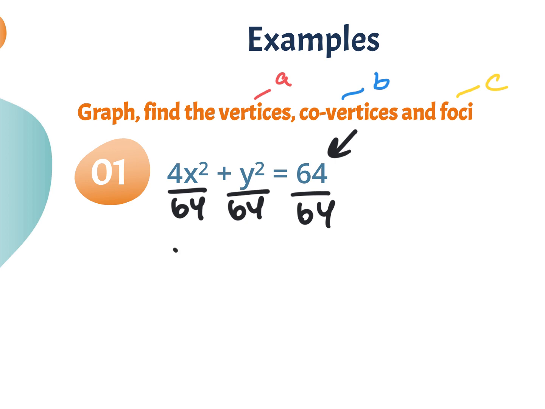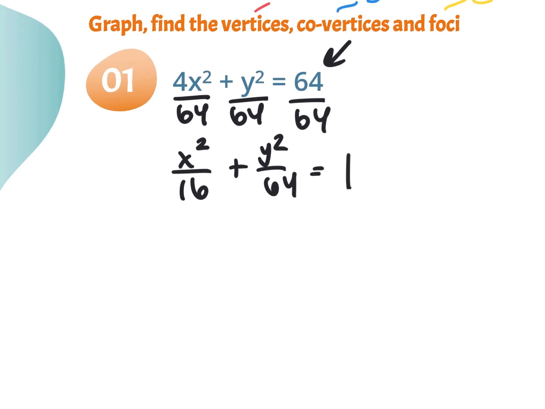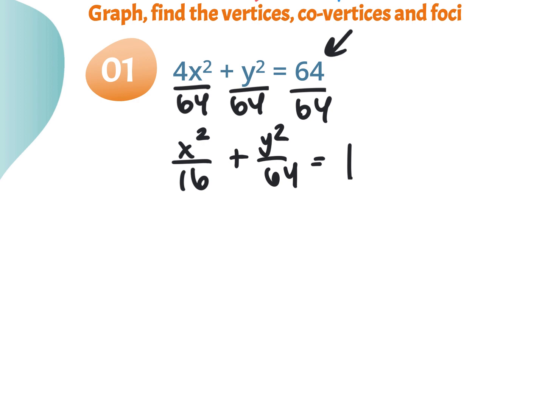So when I simplify this, what does my x squared become? What does that simplify to? X squared over what? 16, okay. Plus y squared over, okay, equals what? Perfect, okay. So here we are. It's our standard form of an ellipse. So now we're going to talk about our A and our B and our C.